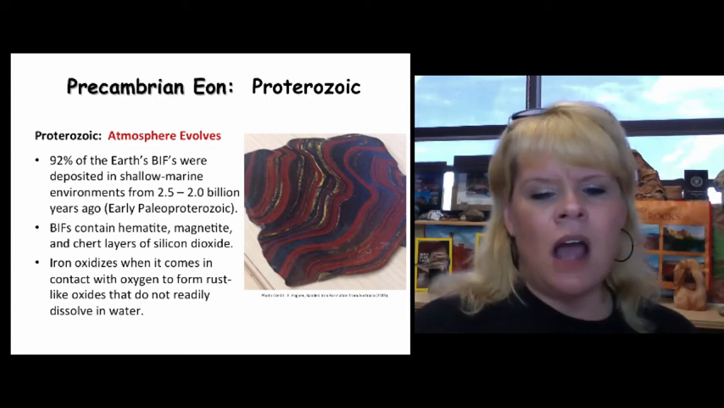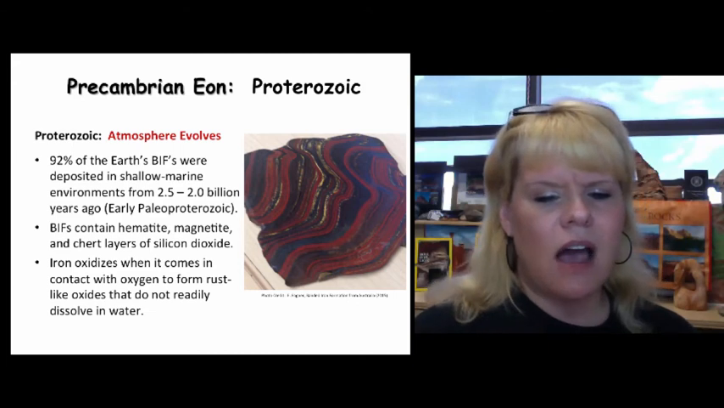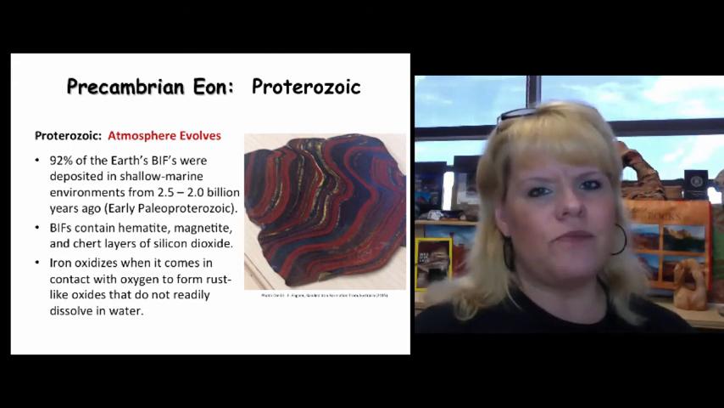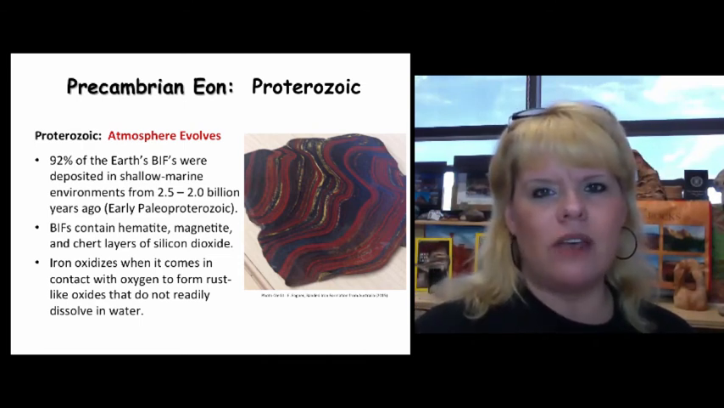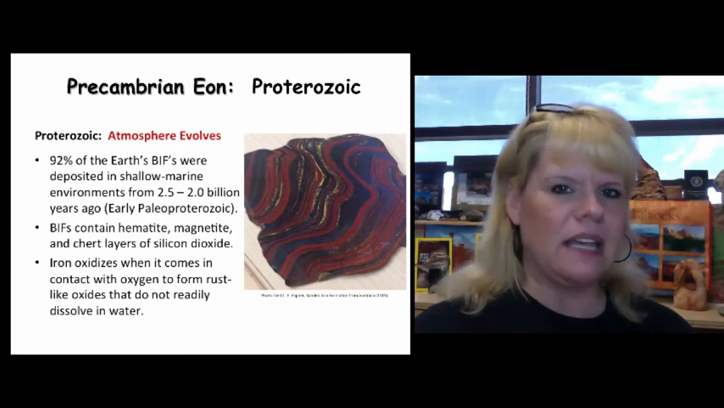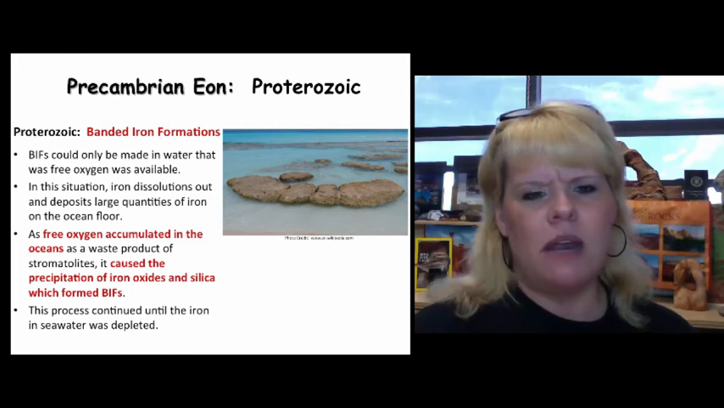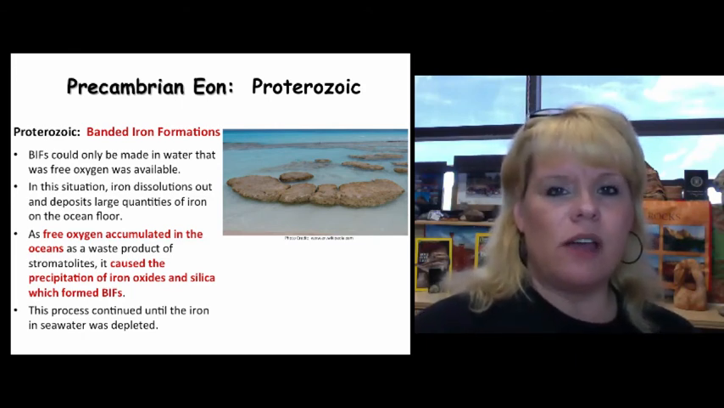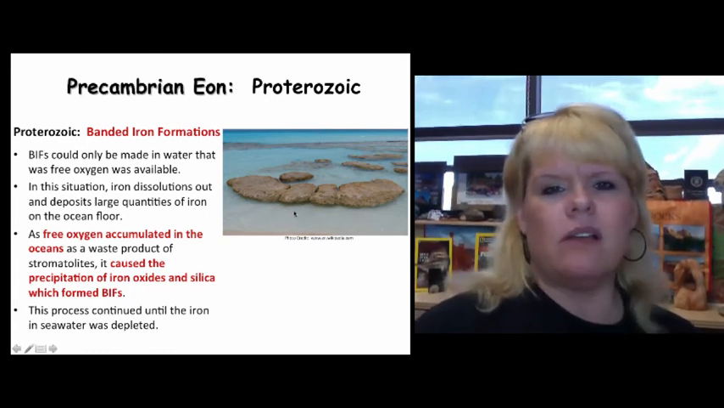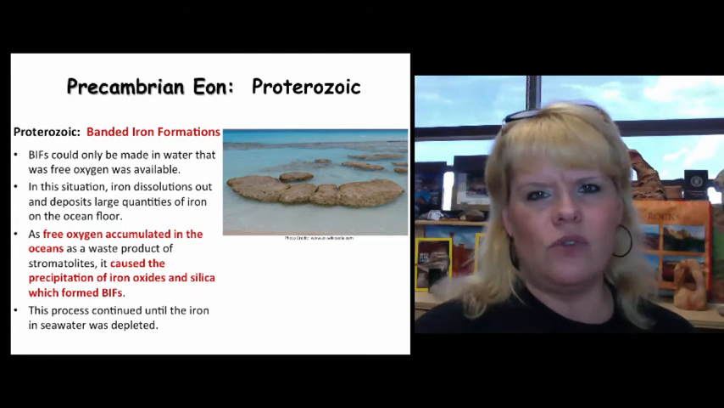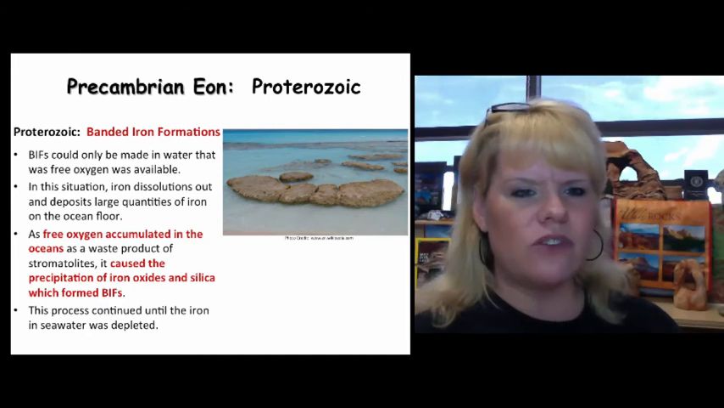When iron oxidizes, it comes in contact with oxygen, and it forms a rust-like oxide that does not readily dissolve in water. So that iron has to drop out, in other words. When it happens, that will allow it to make thick blankets of iron at the bottom of the ocean. So BIFs only could have been made in water where free oxygen was available. That's important to note because these dudes right here, stromatolites, live in two really important places in the world today: the ones I have here in the Bahamas, and then the ones from Shark Bay, Australia.